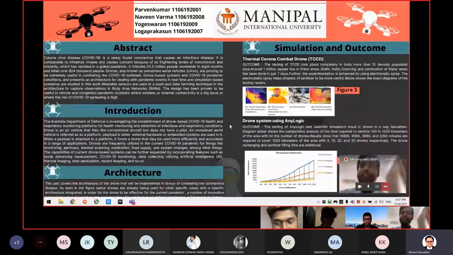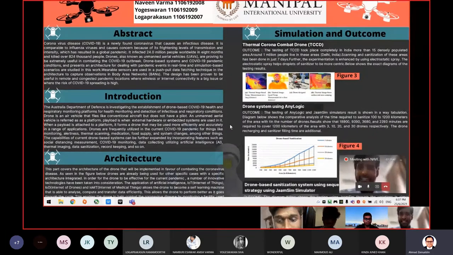I'm going to start with coronavirus disease, which is a newly found coronavirus that causes an infectious disease. It is comparable to influenza virus and causes concern because of the heightening levels of transmission and intensity, which has resulted in a global pandemic. It infected 24.0 million people worldwide in 8 months and killed over 24,000 people.